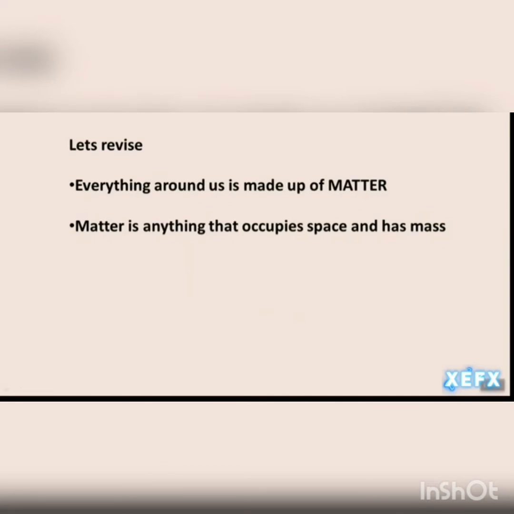about this matter. Everything around us is made up of matter. So matter is anything that occupies space and has mass. Now here we see matter. Matter is divided into two parts, that is pure substances and impure substances, which are known as mixtures.